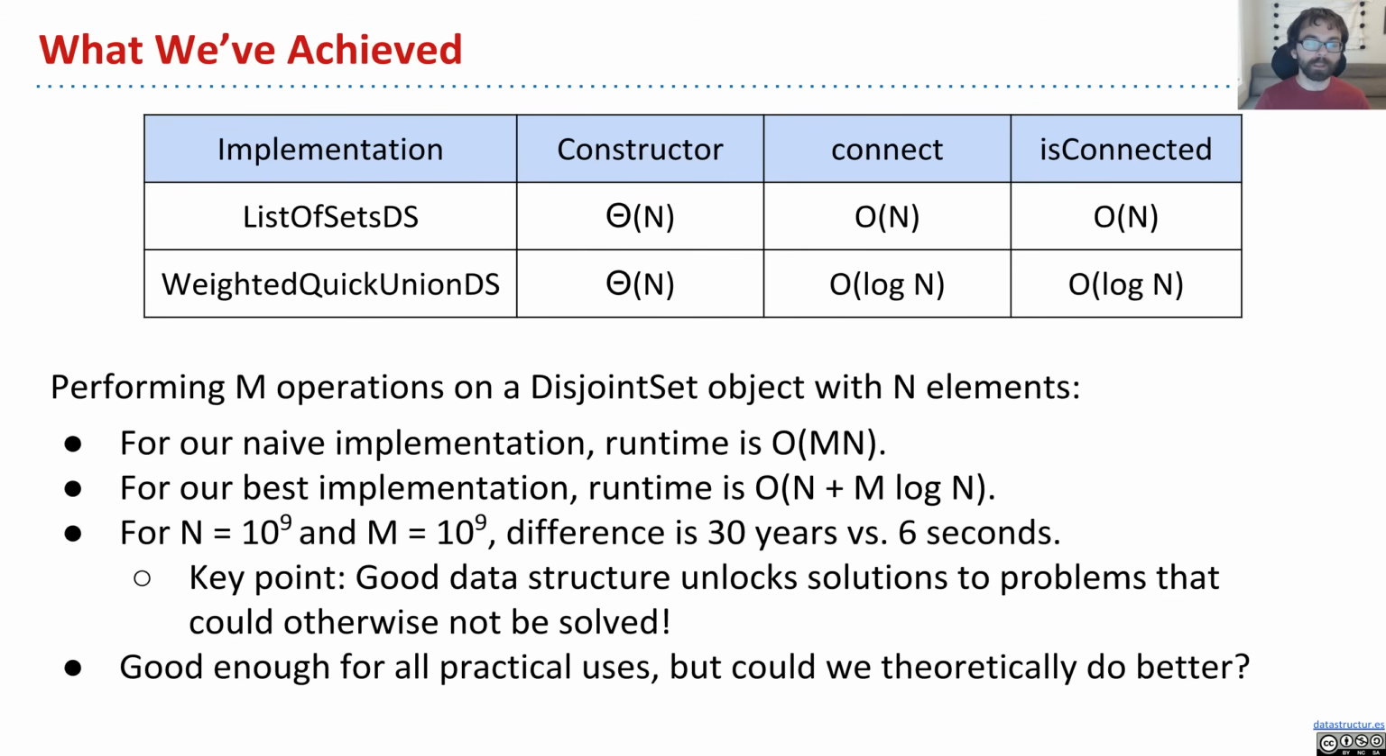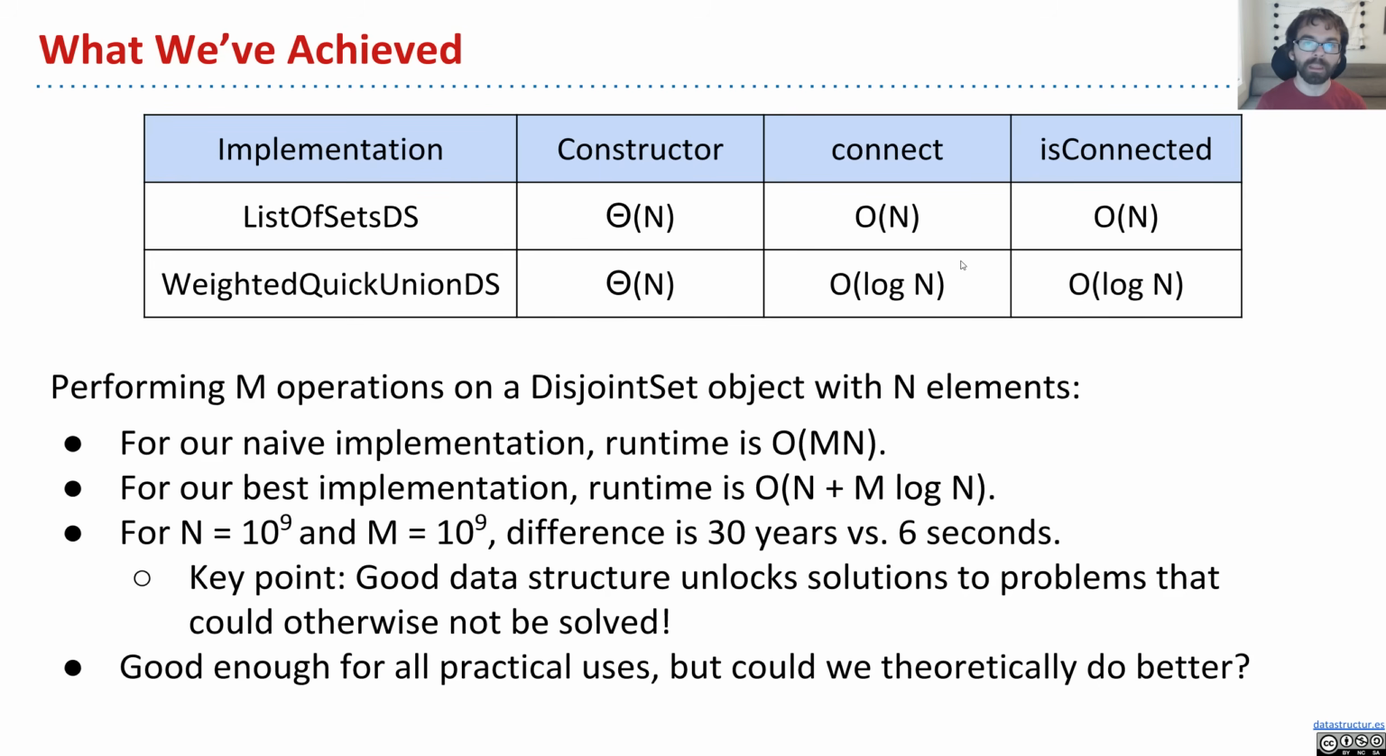All right. So to summarize what we've achieved so far, we started with a list of sets disjoint sets data structure, and it had relatively poor performance. It was linear for connect and isConnected in the worst case. By a sequence of clever improvements, we were able to get to log n performance for these operations, which is far, far better.